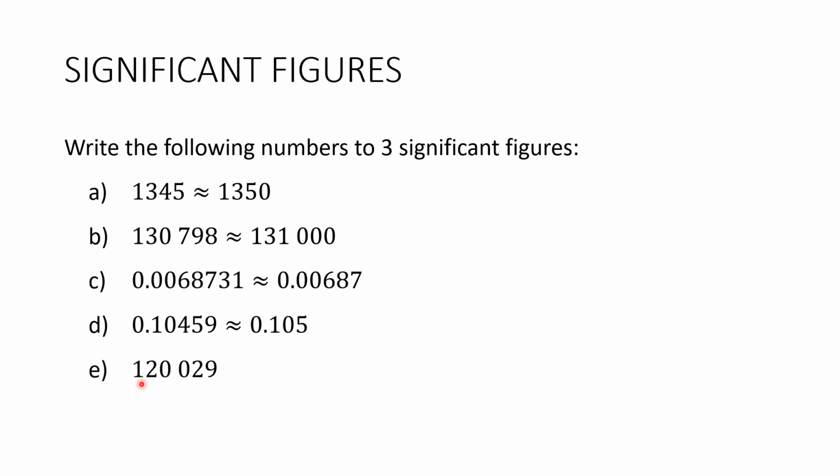And lastly, how about this one? 120,029. We want the 1, the 2, and the 0. Looking at the next digit, it's a 0, so that's too small, we can throw it away. So this is all going to go down to 0, 0, 0, approximately equal to 120,000. See something unusual about that one? We've actually only got 2 significant figures, but it's still correct. We did write it to 3 significant figures, even though the third one is a 0.